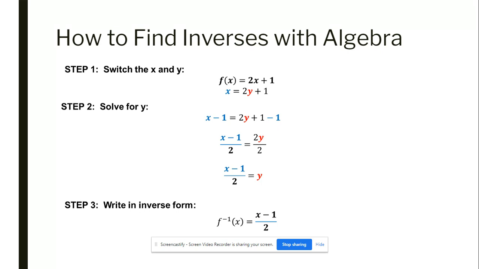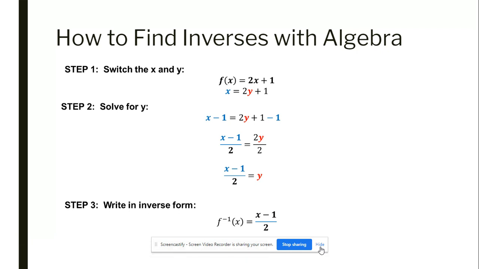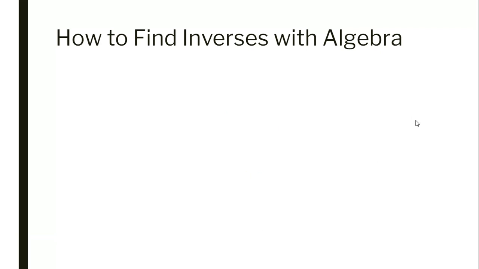And last, we rewrite that using inverse notation. So you know that y is the same as f of x. So the inverse of y is f to the negative 1 power of x is equal to x minus 1 over 2. Stop now, pause now, and take good notes of this example. All right. So let's look at another example.